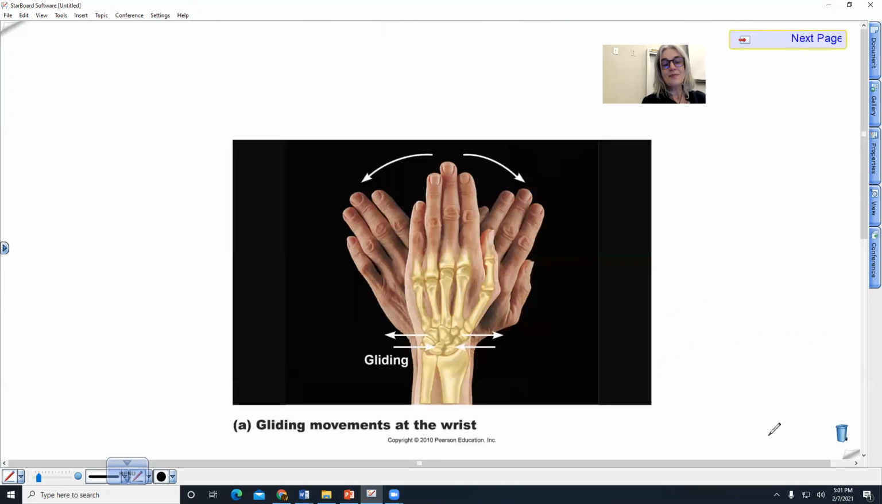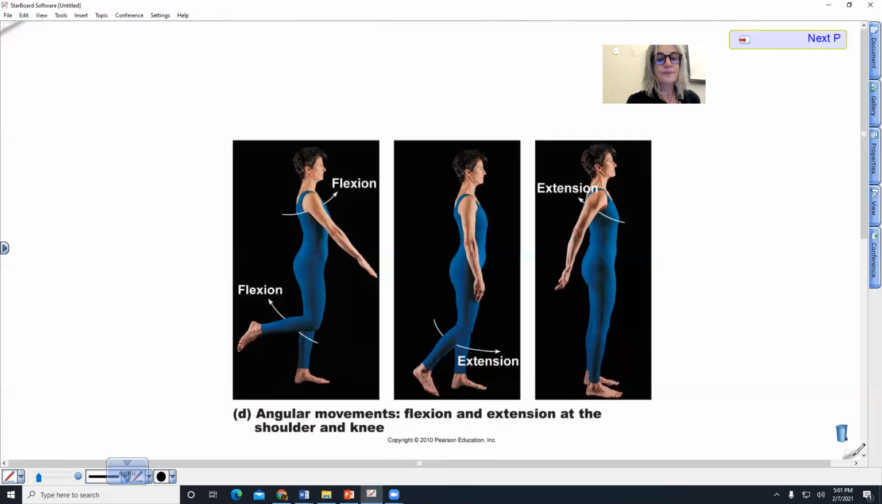There are some images that show this range, and you need to know examples of these. As we move our hand side to side, that would be gliding. Those are actually just gliding. They're facets. They have flat articulating surfaces. These are synovial joints. Each one of these has a little joint capsule with synovial fluid in the wrist.